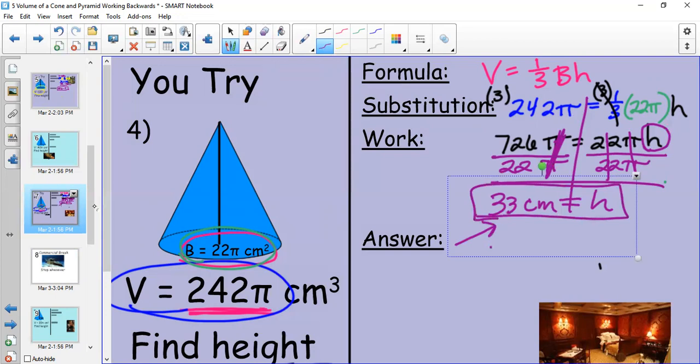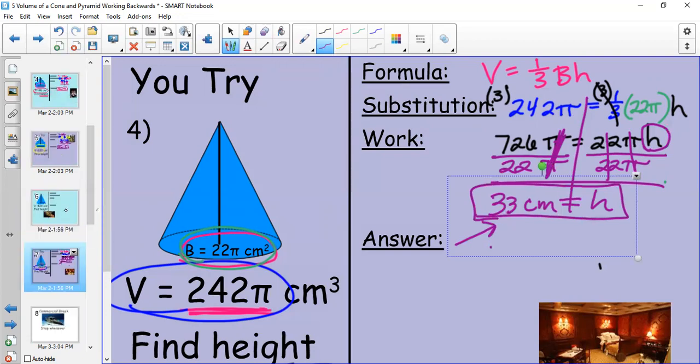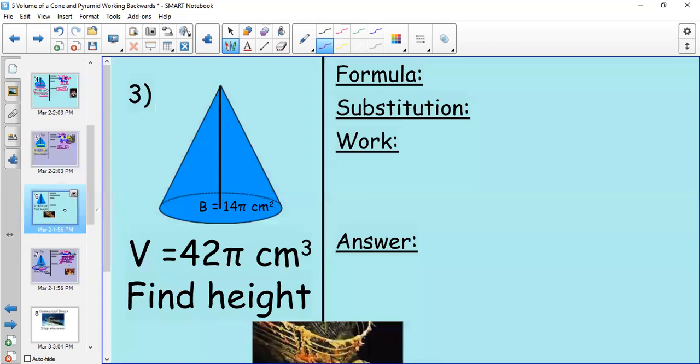All right, so we did one together. I think I did them out of order, but that's okay. Go ahead and try this one on your own. It's very similar to the last one we did.